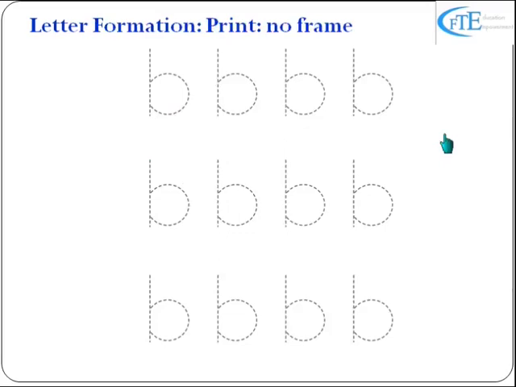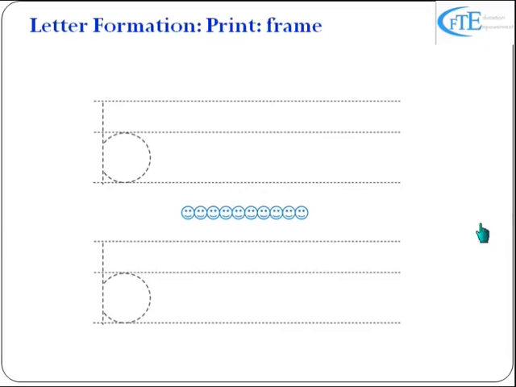Then we have the letter formation without a frame. Then we move to letter formation with a frame. Notice we only give the lines that are needed for the formation of particular letters. Unnecessarily giving the child a fourth line will be a source of confusion. It will confuse the child.